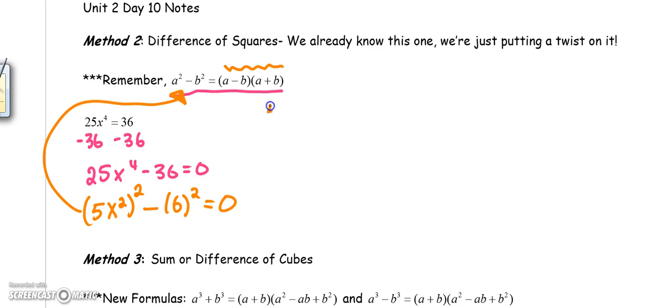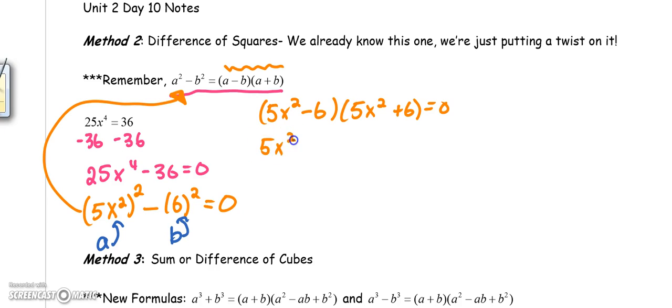So I have 5x squared minus 6 and 5x squared plus 6 equals 0. If that looks a little confusing, just remember that this is our A and this is our B, what's inside the parentheses. All right, now that I have it factored, I can set each parenthesis equal to 0. So I've got 5x squared minus 6 equals 0, 5x squared plus 6 equals 0.